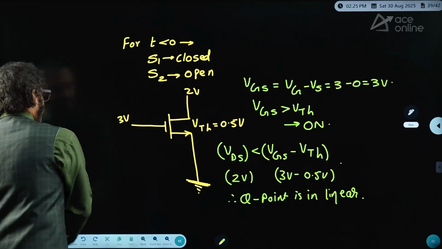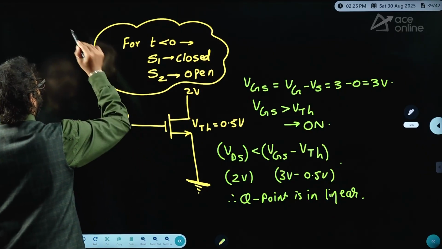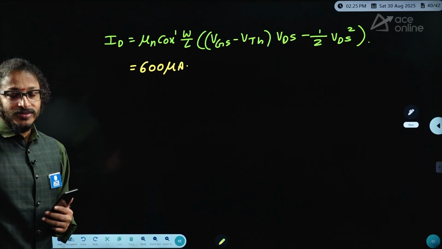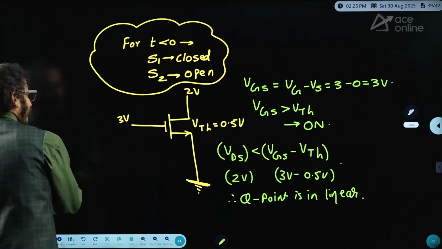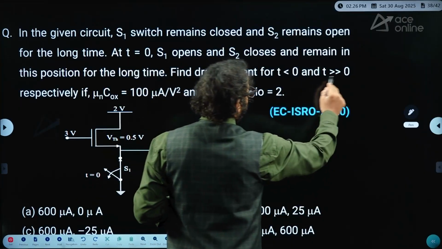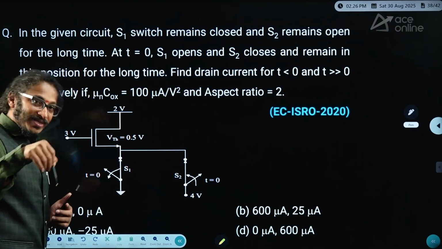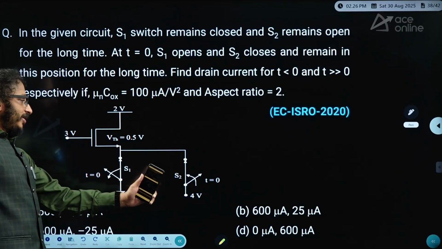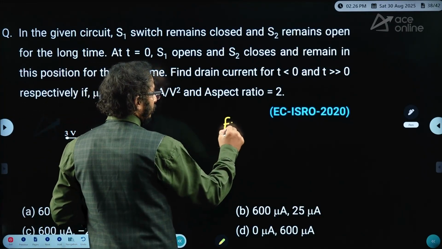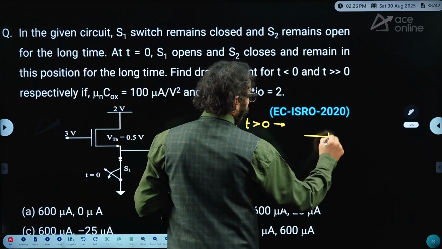So the very first question, that is for t less than 0: the answer for the given question is 600 microamperes. In a similar way, for t greater than 0, what does t greater than 0 indicate? At t equal to 0 itself, this switch is open and that switch is closed. Correct or not? Then in that case, for t greater than 0, the device will be in this way.